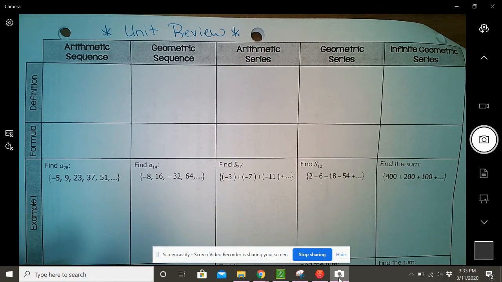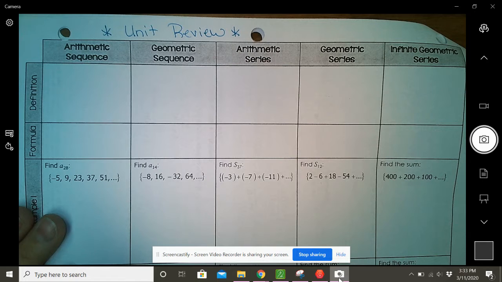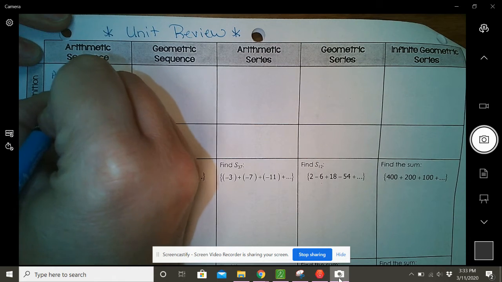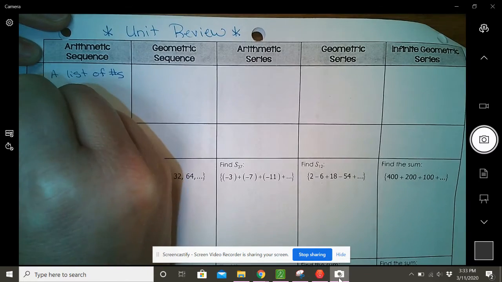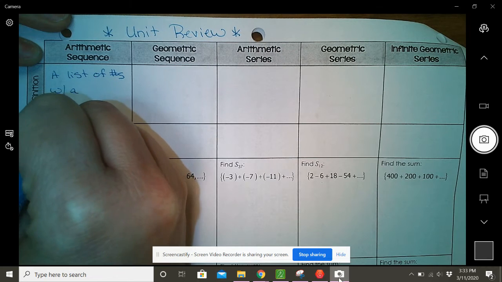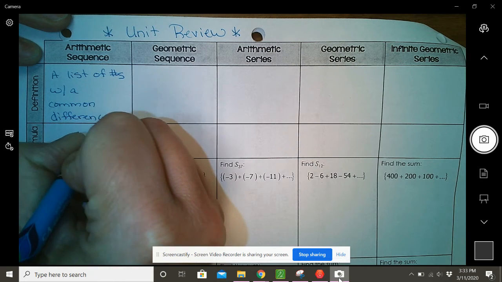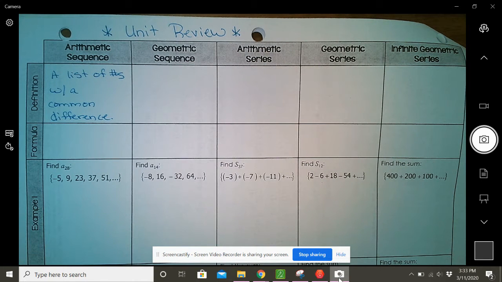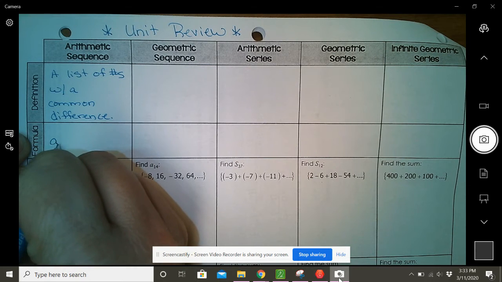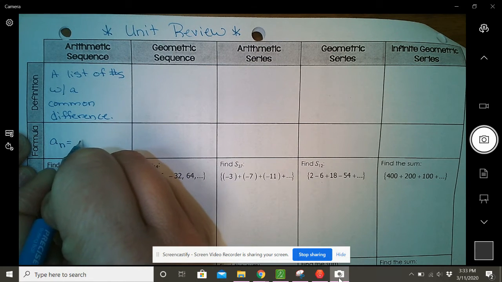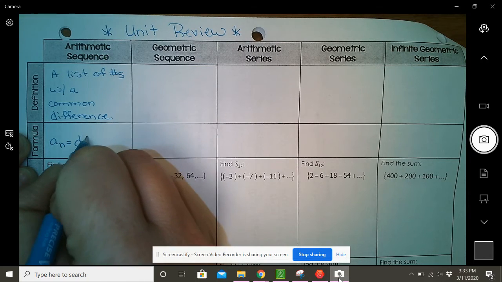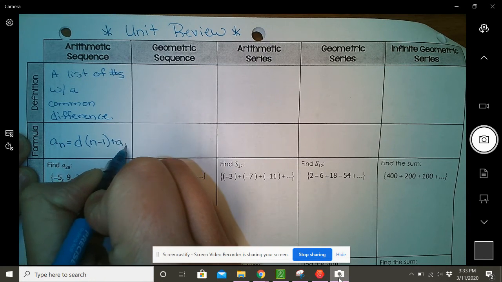An arithmetic sequence, going back to the beginning of the unit, is a list of numbers with a common difference. So what that means is that you can add or subtract to build that list of numbers. Add 2 every time, subtract 8 every time to build up the pattern. The formula for an arithmetic sequence, it's on your formula sheet so you don't have to have it memorized, is the common difference, which is the d, times n minus 1, plus the first term.